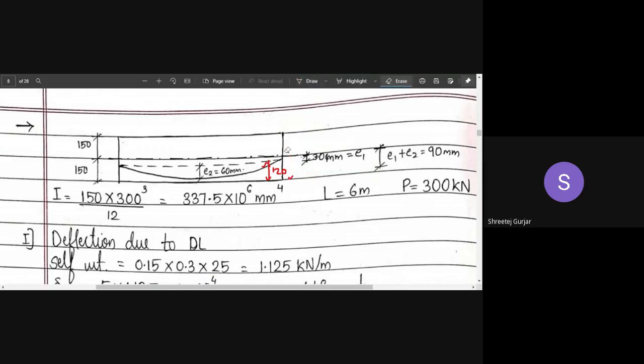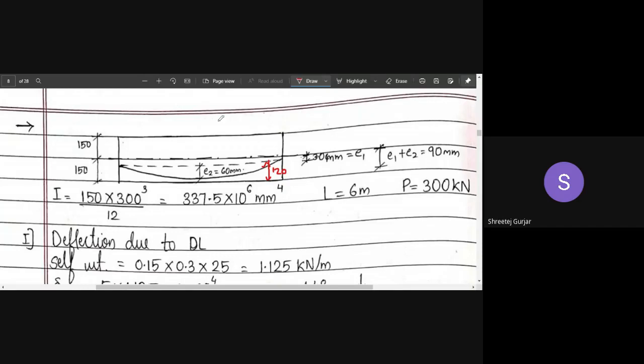Now moving on. What about E2? From the bottom it is 60. And we know it is 120 from the bottom till here. So 120 minus 60 will give you E2. That is also equal to 60 mm. Now we have got the eccentricities.